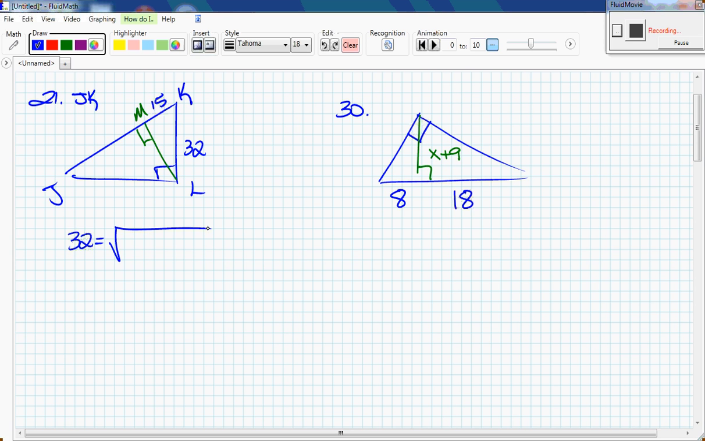When simplified, that means the square root of the product of two numbers. The two numbers are the length of the hypotenuse, which in this case is JK, which we don't know, so we could call it X, and the segment of the hypotenuse that's adjacent to that particular leg. The segment of the hypotenuse adjacent to 32 is 15, so that's JK times 15. So 32 equals the square root of 15 JK.